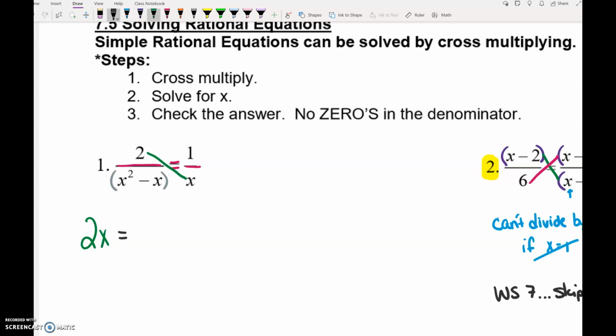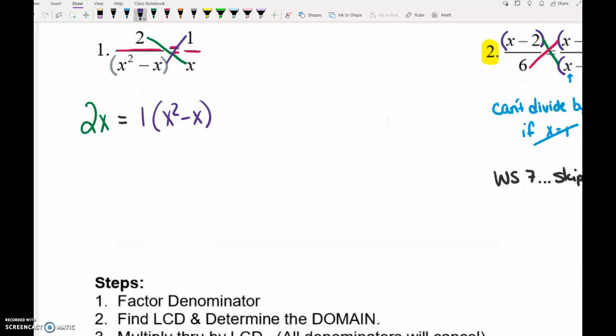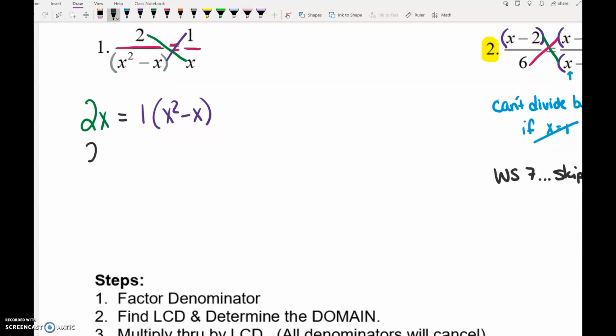equals 1 times x squared minus x. If we simplify that, we've got 2x equals x squared minus x. We need to get 0 on one side because we have x's and numbers. So I'm going to subtract 2x on both sides to get 0 equals x squared minus 3x.